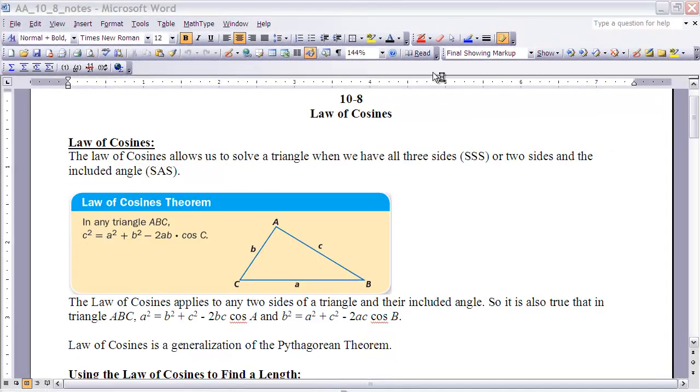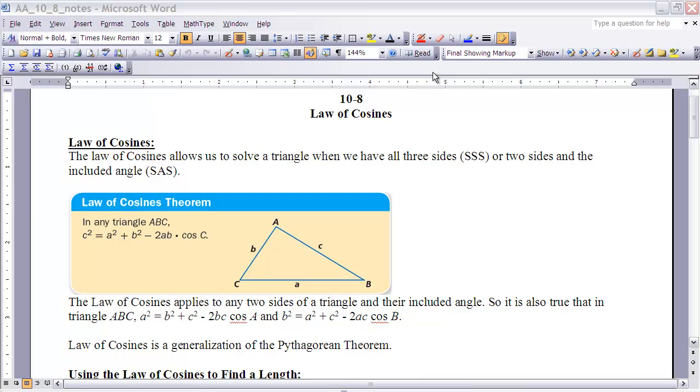This is the notes for section 10.8, Law of Cosines. If you haven't done so already, make sure you pause the video at this time and read the section before continuing on. In 10.7 we looked at the law of sines, and we said we were using the law of sines to complete triangles, and we used that in situations where we had a triangle where we knew angle, angle, side, or angle, side, angle.